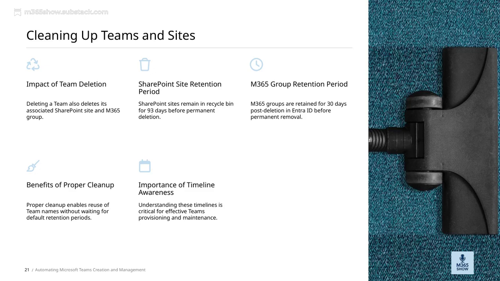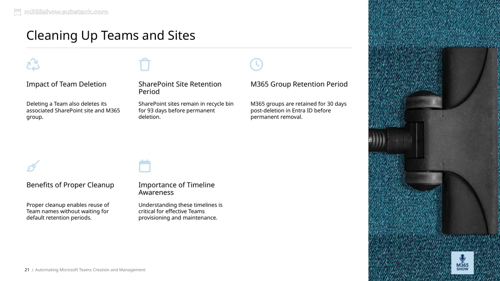M365 groups are retained for 30 days after deletion in Entra ID, giving us a window to recover if needed before they're permanently removed. Similarly, SharePoint sites stay in the recycle bin for 93 days, which is quite a generous period to restore anything accidentally deleted.